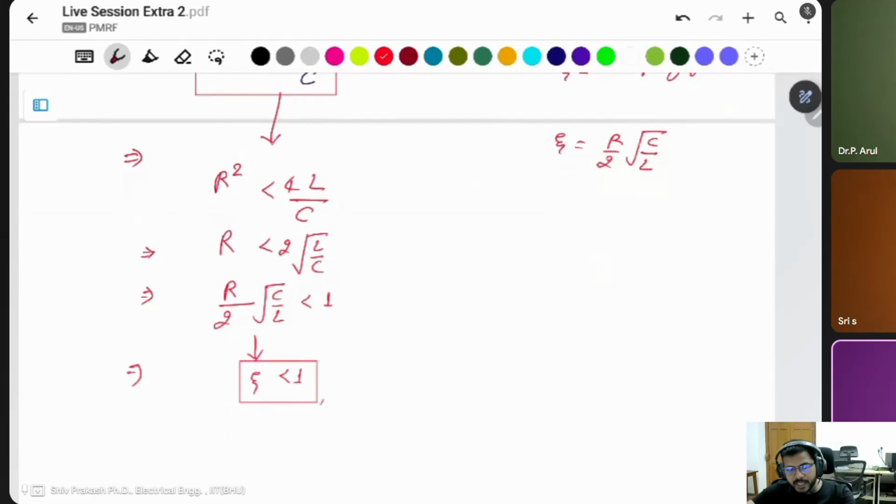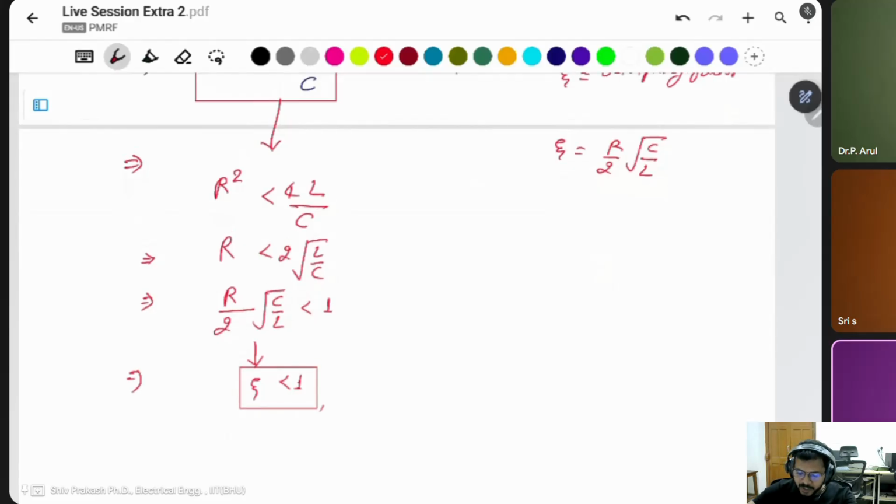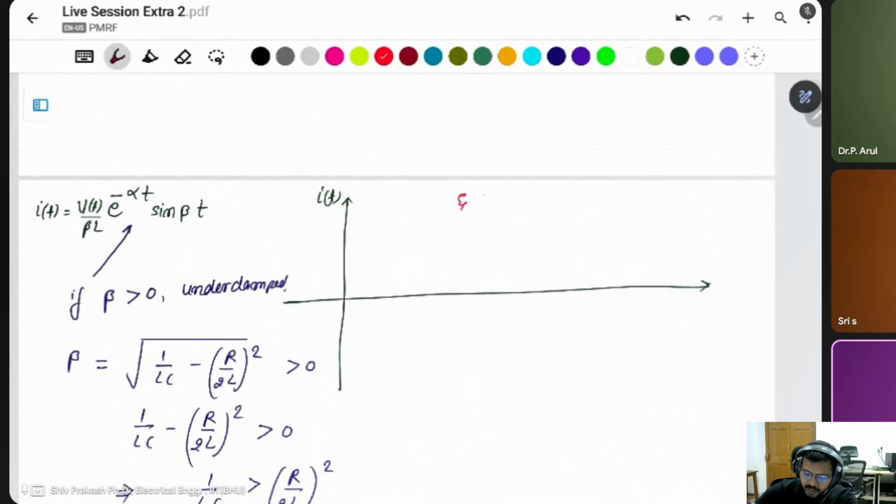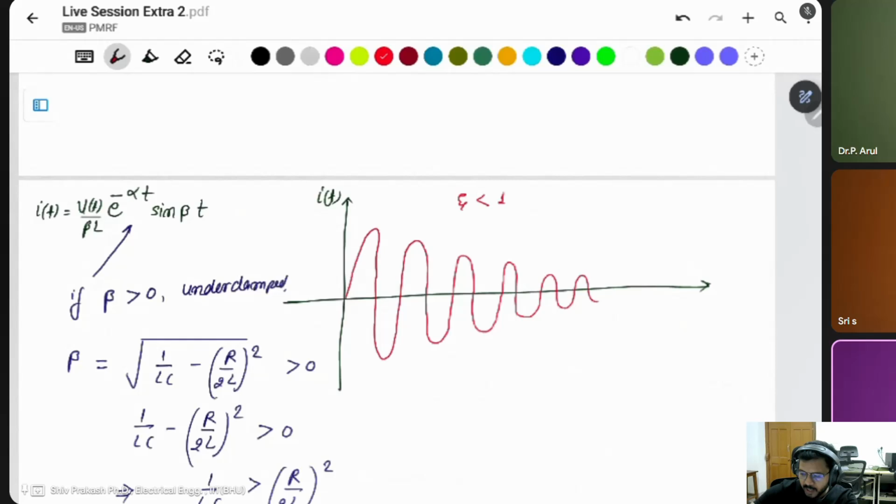If zeta is less than 1, then what is the meaning of this? If zeta is less than 1, then this will be underdamped. What is underdamped? Underdamped means it will start from maximum and slowly go to 0. At infinity, or in the steady state, it will be 0. This is the underdamped system.